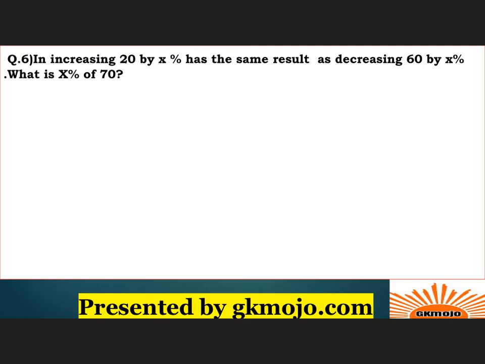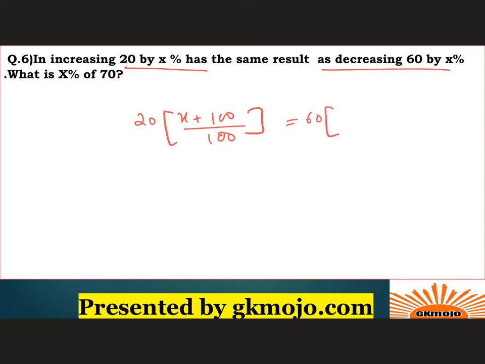So again, a very interesting question. It's again based on the game of words. In increasing 20 by x%. So first I'll go word by word and form the equation. Increasing 20 by x% means 20 into (x plus 100) upon 100 has the same result as decreasing 60 by x%. So this is equal to 60, and this is decreased by again x%. Decreased by x% means (100 minus x) upon 100. We do not know the value of x, correct? So we'll just solve this equation.